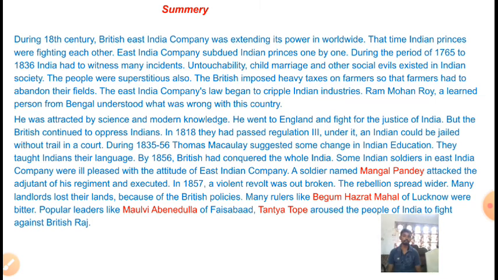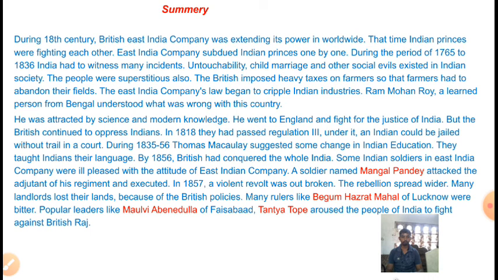During the period of 1765 to 1836, India had to witness many incidents. Untouchability, child marriage and other social evils existed in Indian society. The people were superstitious also. The British imposed heavy taxes on farmers so that farmers had to abandon their fields. The East India Company's law began to cripple Indian industry. Ram Mohan Roy, a learned man from Bengal, understood what was wrong with this country.